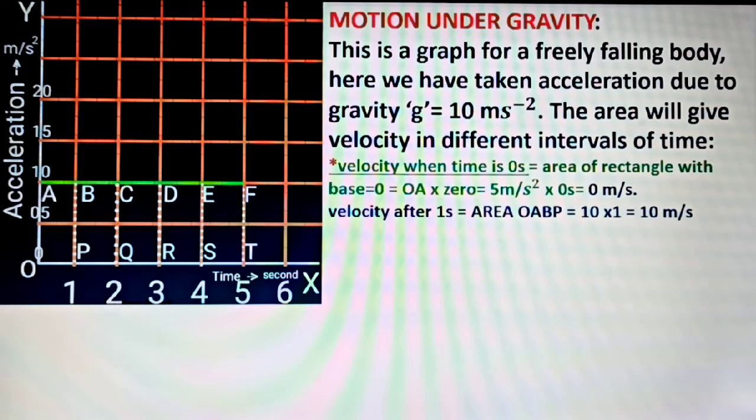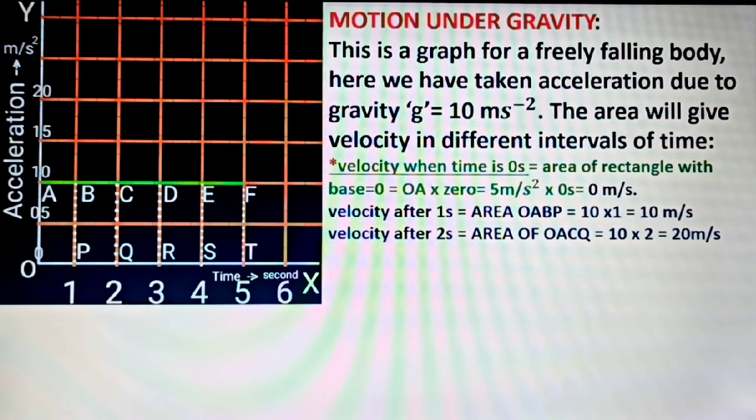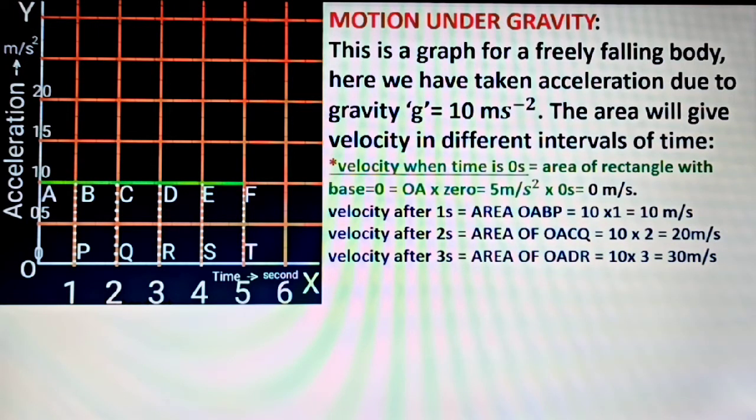Next, velocity after 1 second, that is area of OABP, that is 10 into 1, that is 10 meter per second. Velocity after 2 seconds, that is area of OACQ, that is 10 into 2, 20 meter per second. Next, velocity after 3 seconds, area of OADR, that is 10 into 3, that is 30 meter per second.